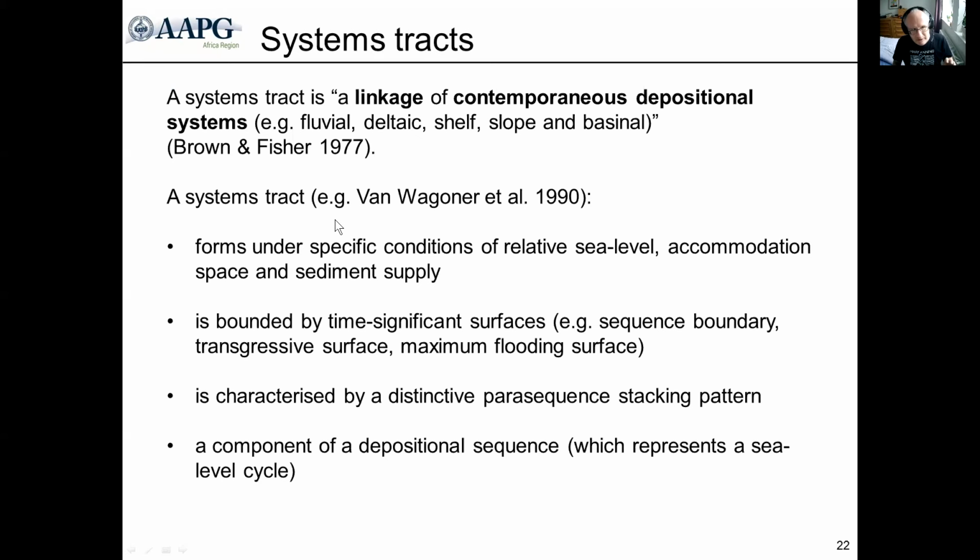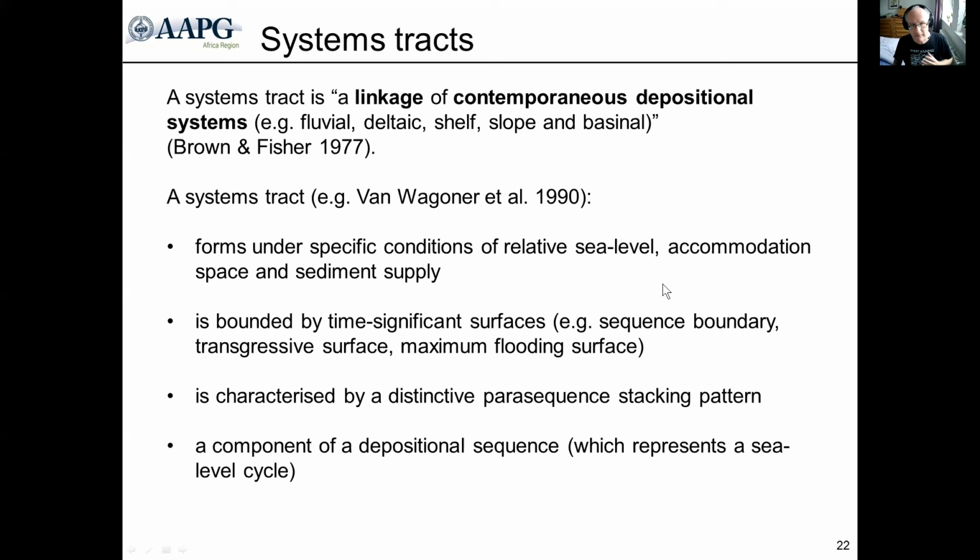Now, systems tract can also mean these are occurring under specific sets of conditions related to accommodation space and sediment supply. And the models I'll talk through a little bit later, those conditions are linked to specific parts of a relative sea level curve. Once we start to link those packages of strata to different parts of a sea level curve, we also say something about what type of surface overlies them, what type of surface underlies them. So we can also say something about the surfaces that bound them.